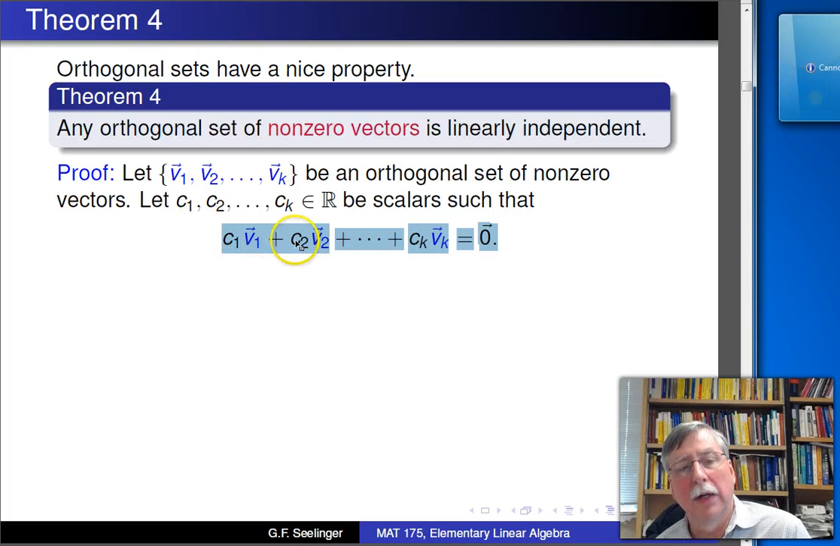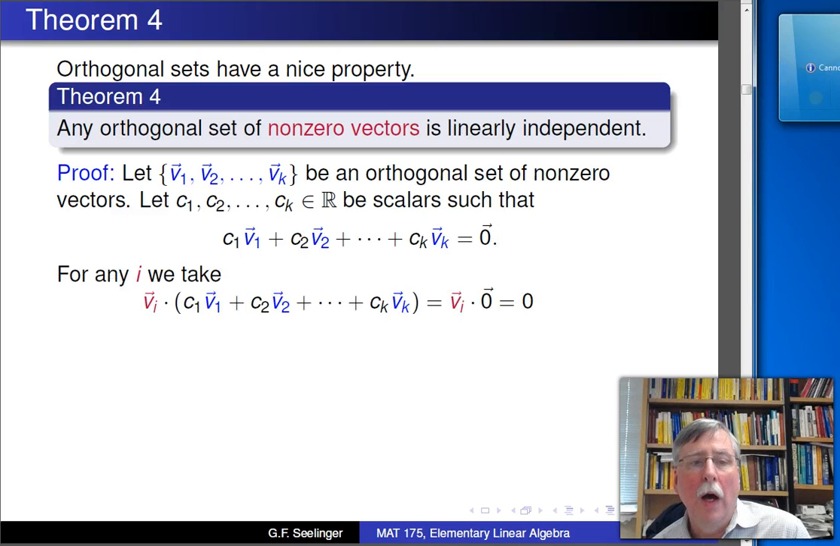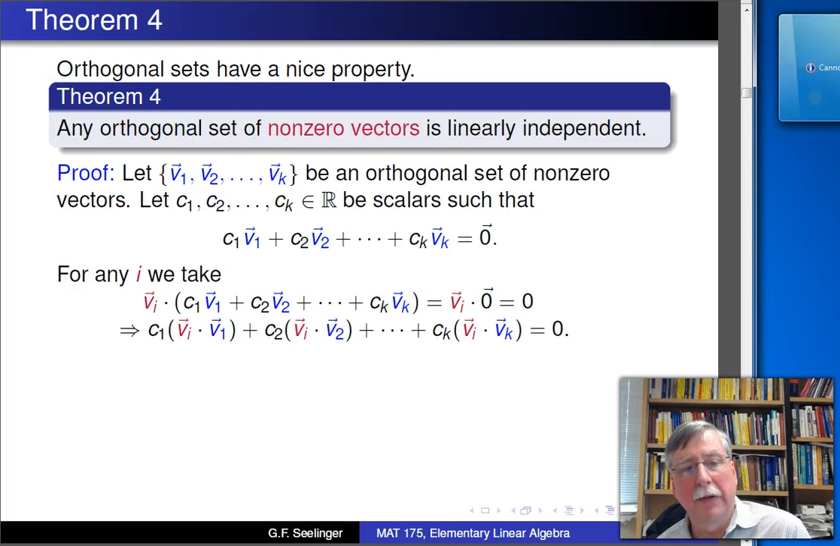And what do I need to do? I need to show that all of these C's are going to be 0. So here's the trick. For any i, I take Vi dot this vector. Well, this is going to be Vi dot 0, because all I'm doing is taking Vi dot both sides of this equation, and anything dot 0 is 0. So I know that's true. From my algebraic properties, I can distribute the Vi and factor out the constants, and I get this expression here. So what I get is C1 times this scalar plus C2 times this scalar, all the way through Ck times this scalar, is equal to 0.